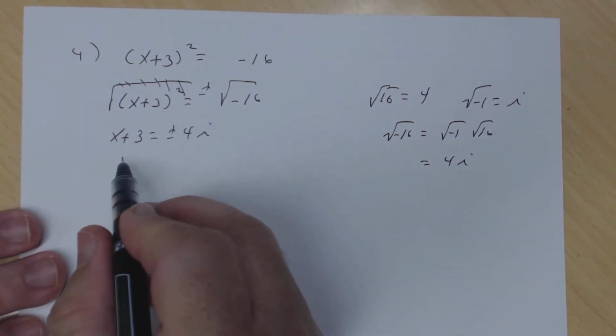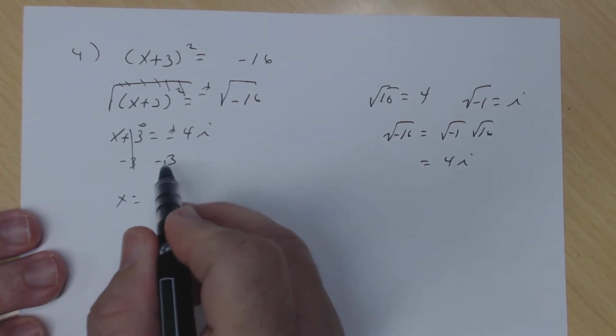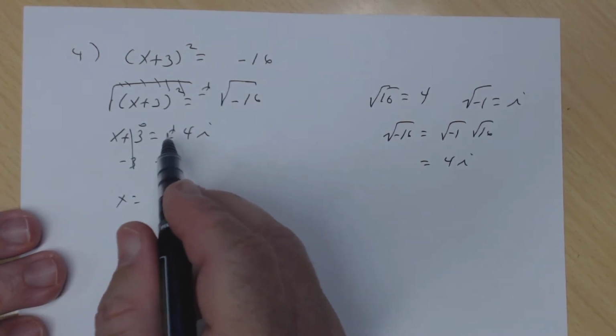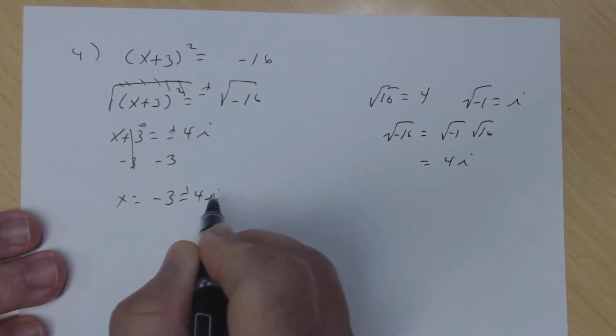And then to get the variable x by itself, just subtract 3 from both sides, combine like terms. I get x to be, now be careful, this is negative 3 plus or minus 4i. And so there's your answer.